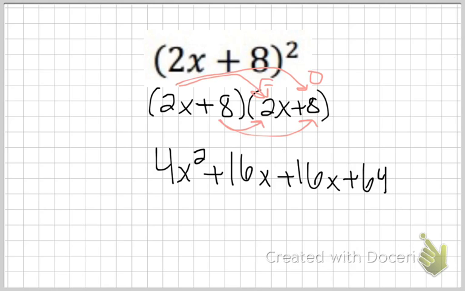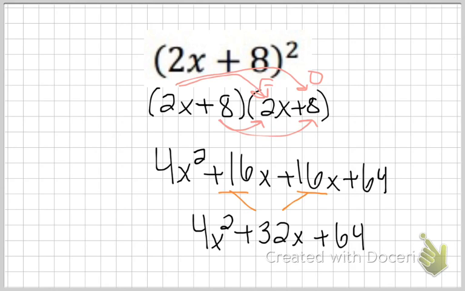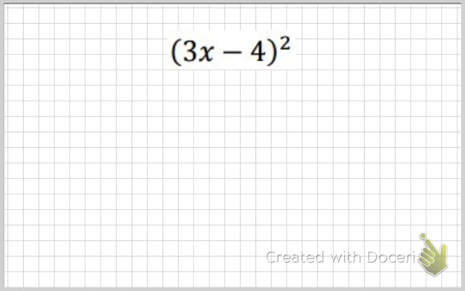So if we look at what we have, we've noticed a pattern that the two middle terms are the like terms. So those two can combine, and that'll give us a 32x. Bring down the 4x squared, bring down the 64, and we have our simplified answer. So again, to some of you, this method might be a lot easier to work with, and that's fine. I would really encourage you to use the arrows.